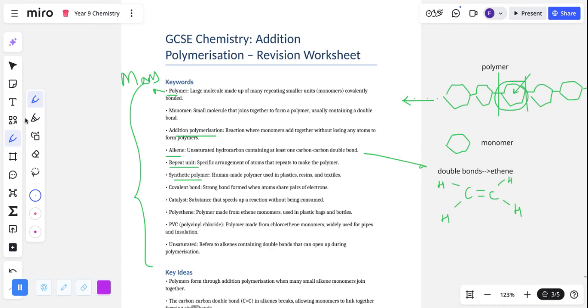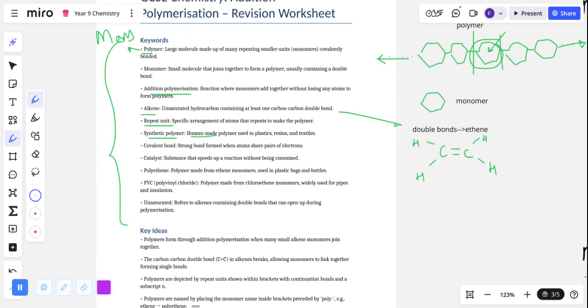All right. So you have synthetic polymers, which are man-made, human-made polymers, and natural ones. So you've got some really cool natural ones. You've got cotton. You've got polymers inside you. DNA is a polymer. All right. Okay. Next keyword: covalent bond. We did covalent bonds many moons ago, but just to recap, it's a strong bond forming when atoms share electrons. To share a pair of electrons is a single covalent bond. So it's the sharing of electrons.